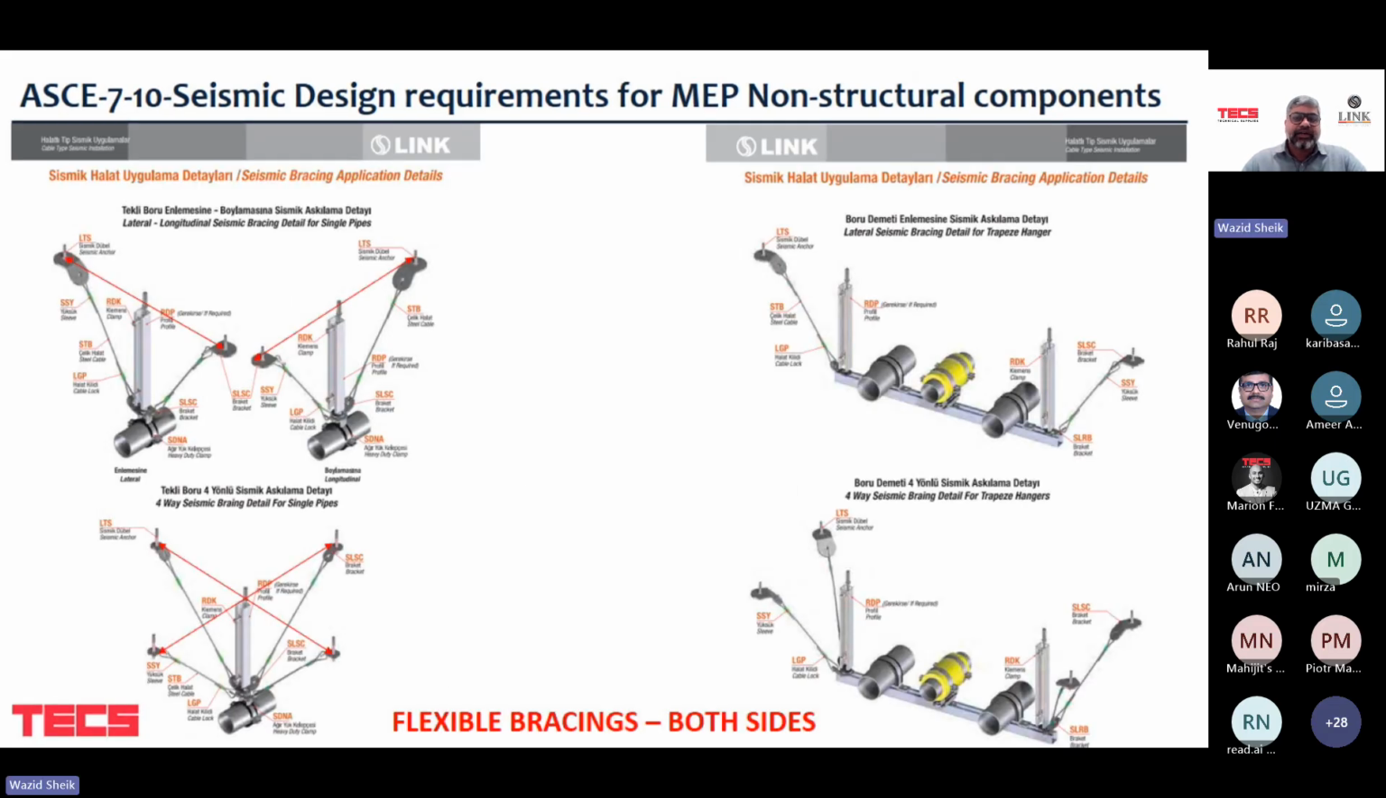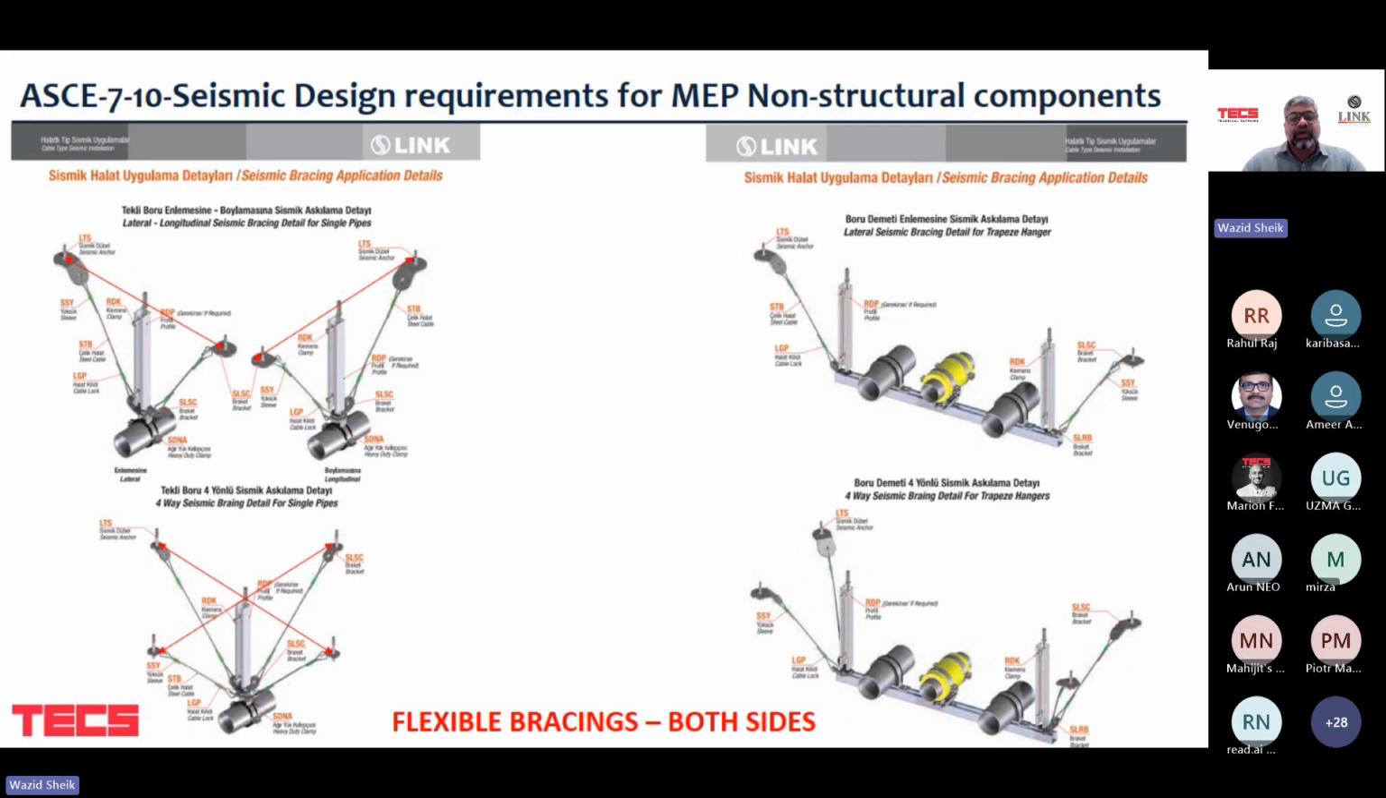Now, these are some of the standard application details for seismic bracing, showing how we protect different pipe configurations. Let us break them down one by one. The first is a single pipe lateral or longitudinal support. Imagine this is a main header pipeline. Here we are providing restraints in the two horizontal directions, one lateral and another longitudinal. This is the fundamental detail for restraining individual critical lines.